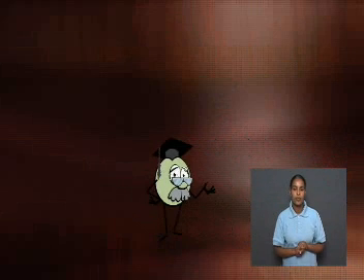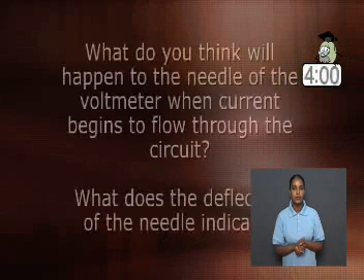Students, let us do an activity. What do you think will happen to the needle of the voltmeter when current begins to flow through the circuit? What does the deflection of the needle indicate? Teacher, please help the students to answer these questions if they are having any difficulty. Students, let's get ready. Begin.